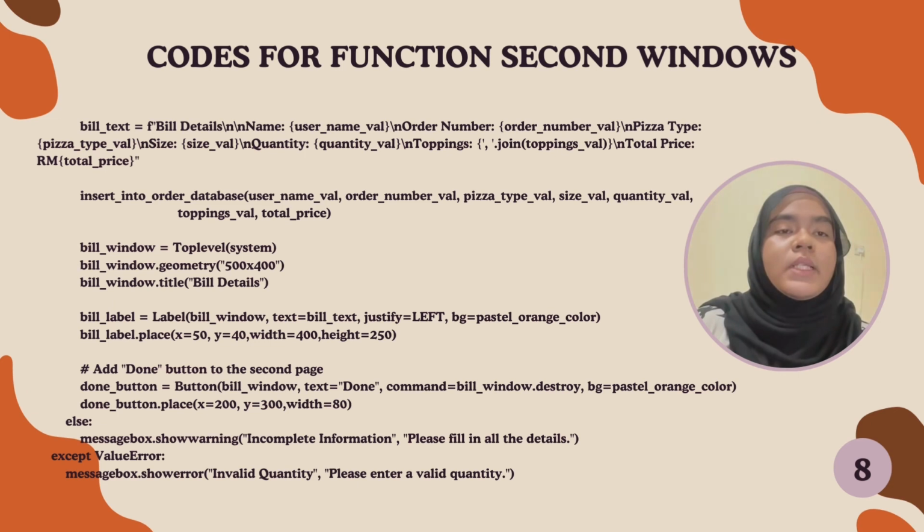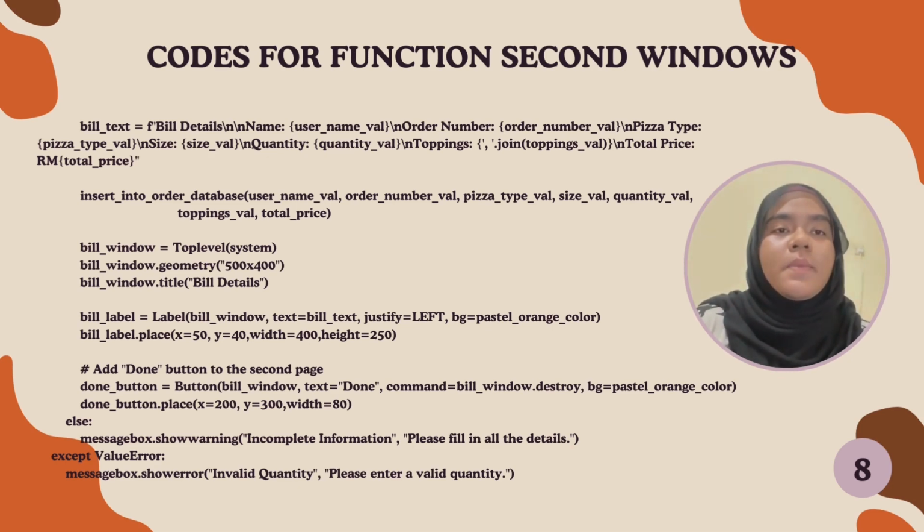Next is bill label equal to label bill window text, bill text justify left, BG pastel orange color. Okay, this is coding to create a label widget, which is bill label, inside the bill window. So the label will display the bill text and has left justification. So the background color is set to pastel orange color.